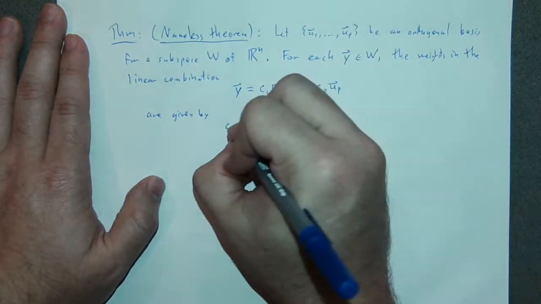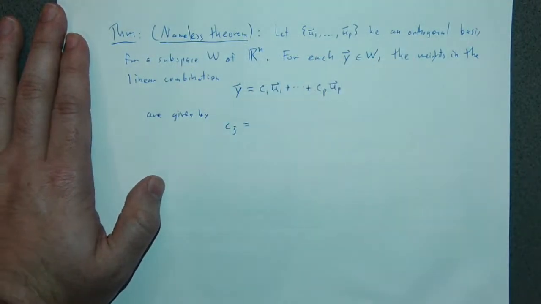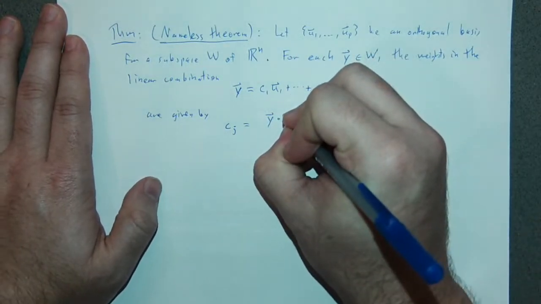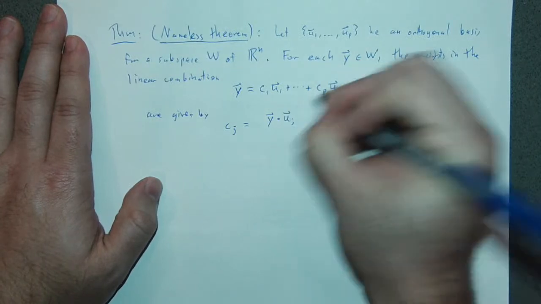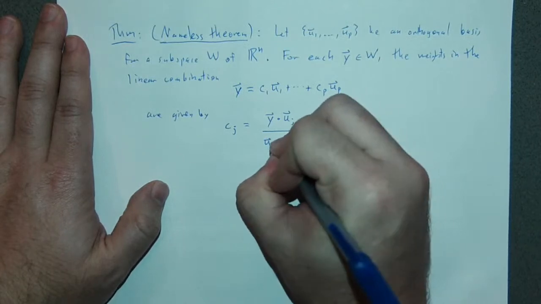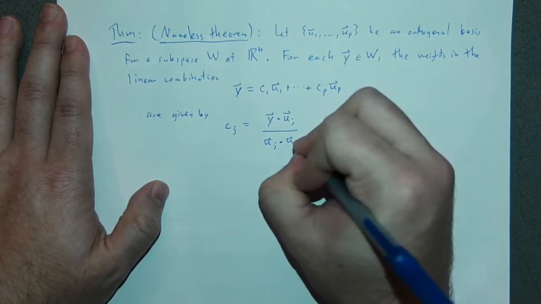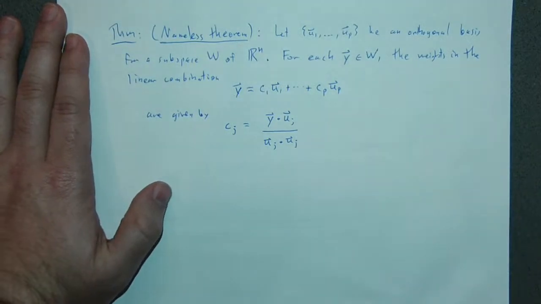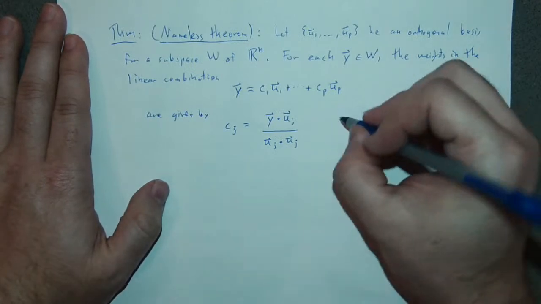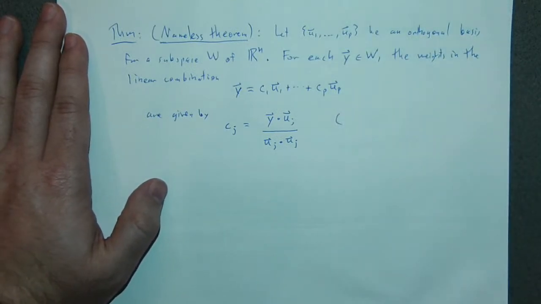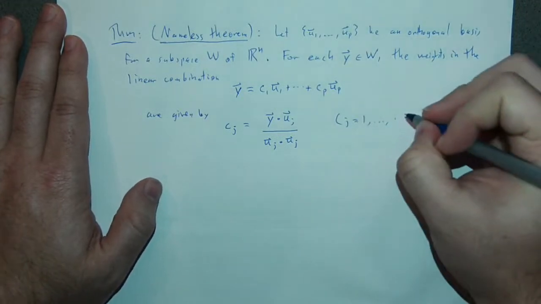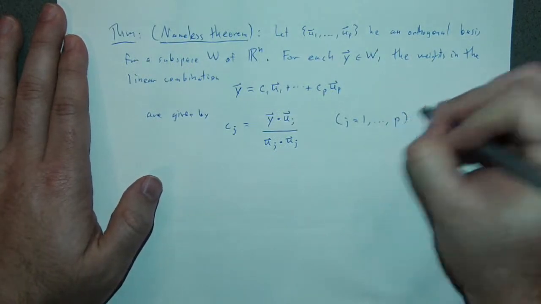if you want to compute a c sub j weight here, what is this? This is actually just y dotted with u sub j divided by u sub j dotted with itself. Now, many of you are going to see this and remember that you have seen this before, and the hint is you've seen this in Calc 3. Some instructors at UMD don't talk about it that much in Calc 3 because it is something that is talked about an insane amount in this course and in other courses.